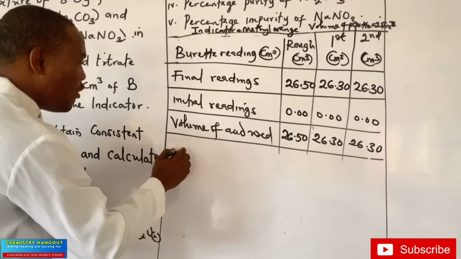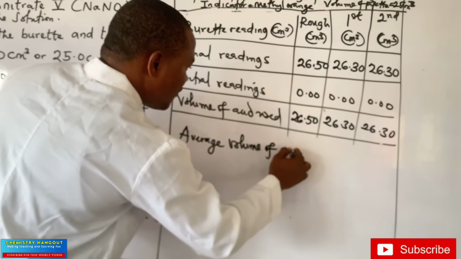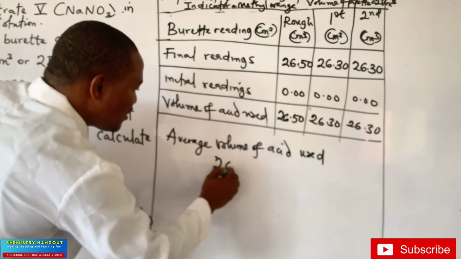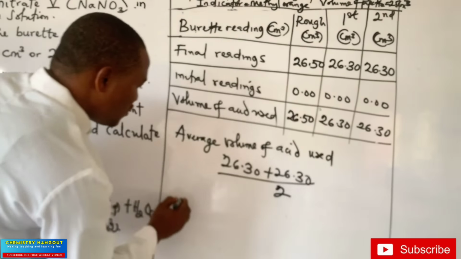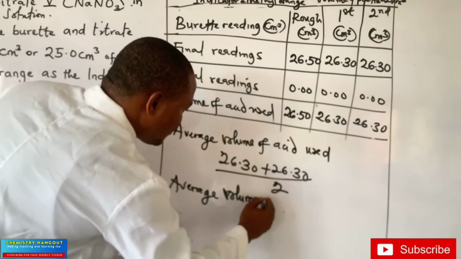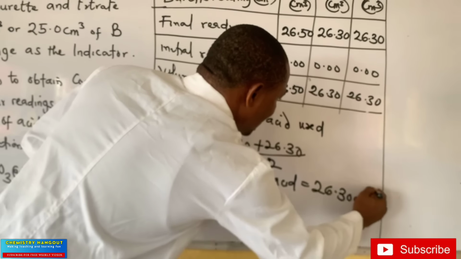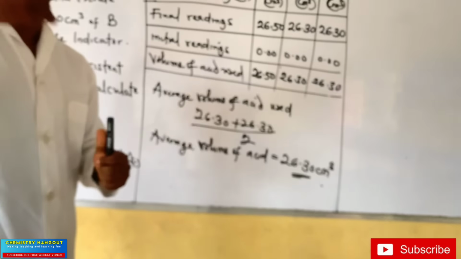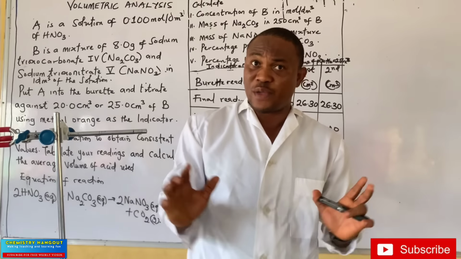So from here, we can now calculate the average volume of acid used. I said I'm using these two, right? So I can have 26.30 plus 26.30 divided by 2. So our average volume of acid will still be 26.30 centimeter cube. I want to believe this is clear. Very clear, that's if you have titrated well. If you're a student who is just learning titration, you can carry the titration out multiple times so that you will understand. Okay?